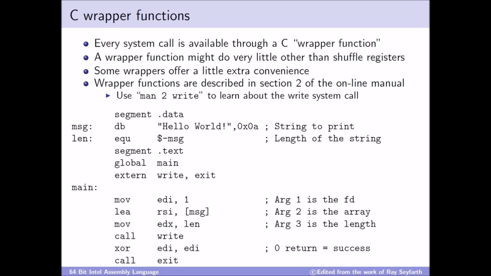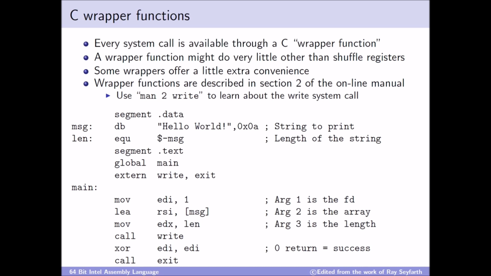And the wrapper might provide some extra convenience, might do a little bit of processing that you might automatically need to do in order to make the system call itself, but generally speaking, you can think of the C version of these system calls as simply a wrapper. You call the wrapper function, it executes the system call and returns back to you the result, or whatever part of that result you would need.